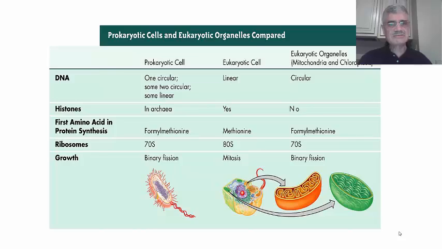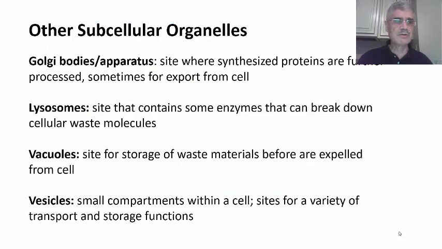Now, some other subcellular components include, and we're getting down into the last entries in our table, Golgi bodies, lysosomes, vacuoles, and vesicles. Golgi bodies are what is sometimes called the Golgi apparatus. It is a site where proteins that are synthesized on ribosomes are further processed, where you add some other parts or components to the structure of proteins, or where they're processed for being exported outside of the cell.